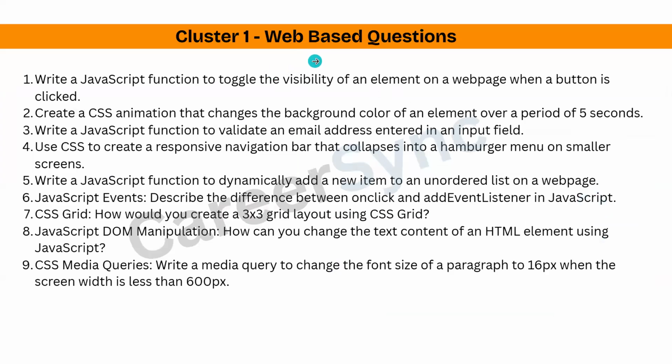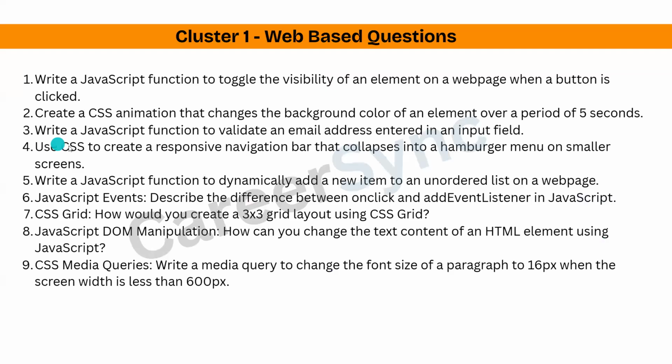Cluster 1 web-based question. It's very important. The third question, as you have seen, carries 25 marks and will be on a web page. So you have to create a web page or do some task in HTML, CSS and JavaScript. Write a JavaScript function to toggle the visibility of an element on a web page when a button is clicked. You have to create this within 25 minutes. Now create a CSS animation that changes the background color of an element over a period of 5 seconds. It is very easy. You can do it.